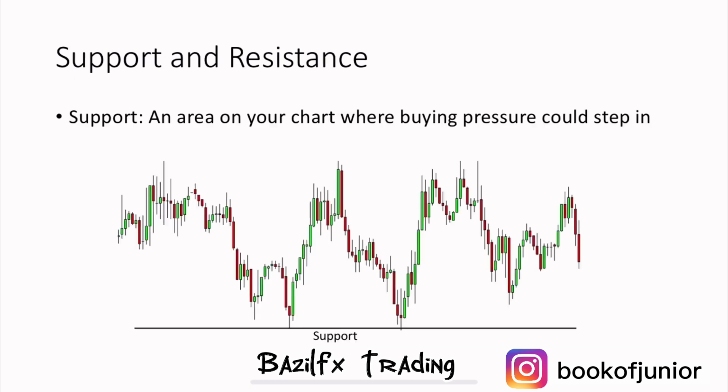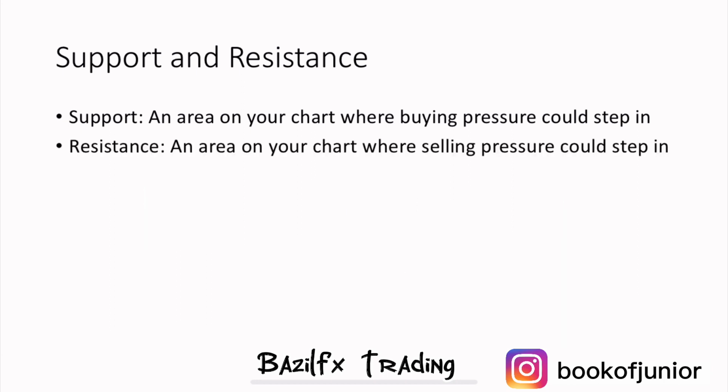So I'll show you. As you can see, this is our nice chart. We have the market coming down here to the support level. Remember, support is an area on your chart where buying pressure would step in. As you can see, price comes here, buying pressure comes in. So support is just that level where buying pressure would step in. Then resistance is where selling pressure would step in. The explanation for support is the same, just the opposite for resistance.